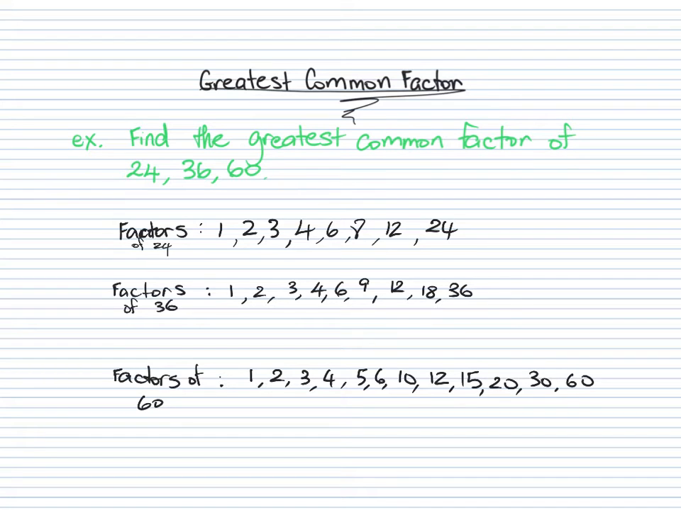Now we're being asked to find the greatest common factor, not just a common factor. There are multiple common factors: 1 goes into all, 2 goes into all, but we're looking for the biggest number that goes into all of these numbers. Does 24 go into these two? It doesn't, so it's not the greatest common factor because it's not common. 12 is common to all three, and it is in fact the greatest common factor. So our GCF is 12.